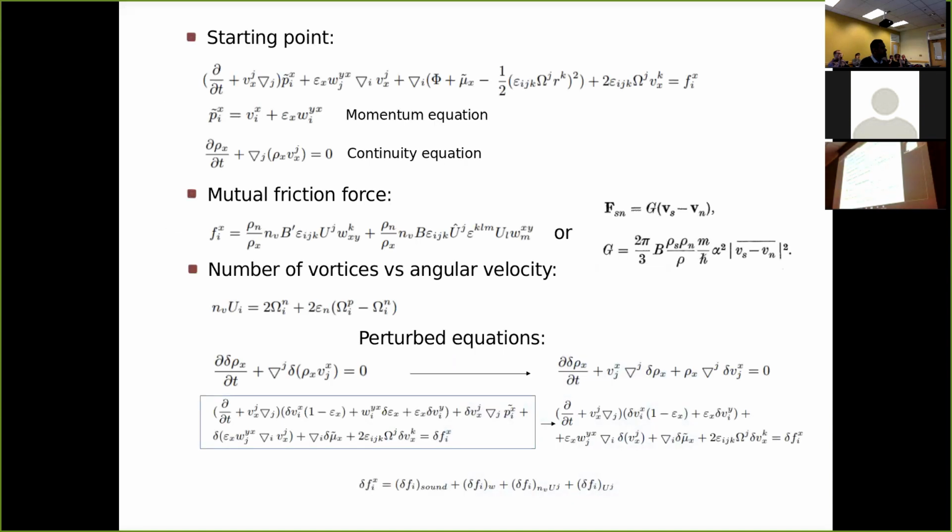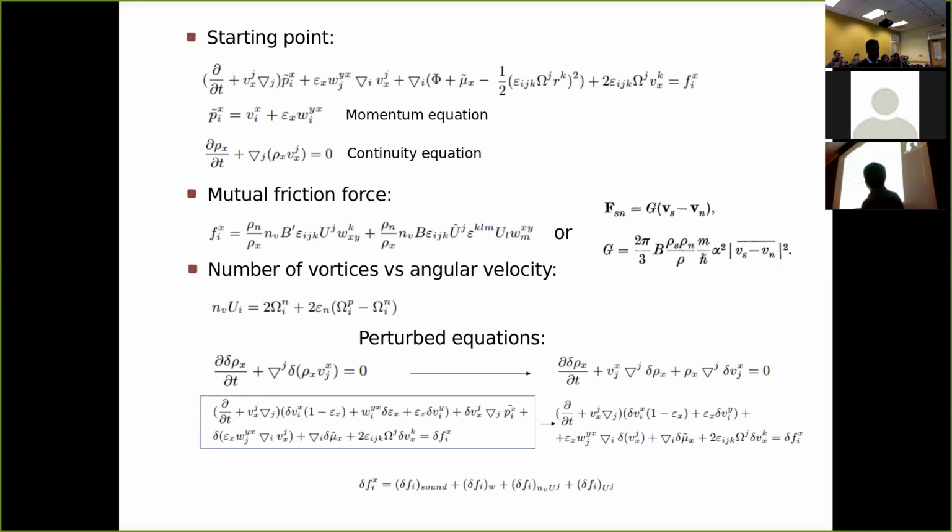So the starting point here is the multi-fluid equation of motion. That is here with the mutual friction force on the right-hand side and a lot of terms on the left-hand side, like fluid rotation, chemical potential, and gravitational potential. And also we need the momentum equation and the continuity equation. Here x and y label the fluid, so again normal fluid or superfluid. And i, j, k are running indices that label the coordinates. And of course, we also need some mutual friction force.